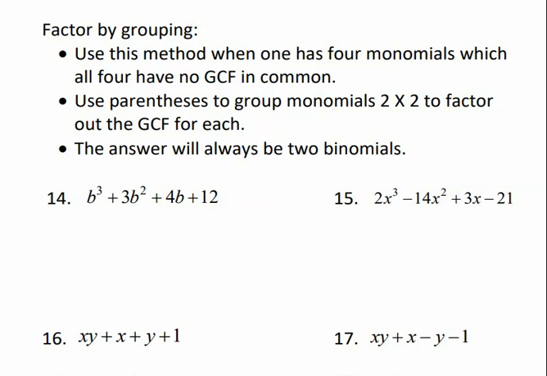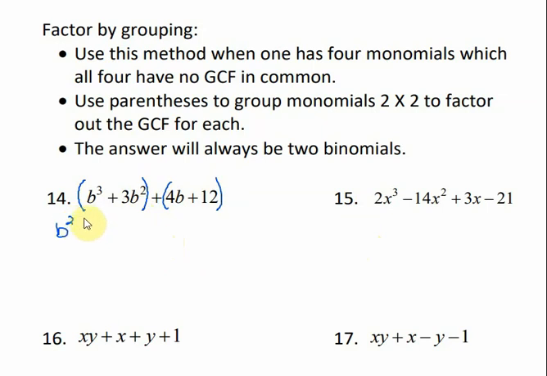So if I look at number 14, I see that all 3 terms don't have anything in common. They don't all have a B. This is a 1, so the same number can't go into all 3 terms. So we're going to factor by grouping. And what we do is we group the first two terms, leave the sign in the middle, and group the last two terms. Now we look for a greatest common factor in each group. So in this first group, what's the greatest common factor?